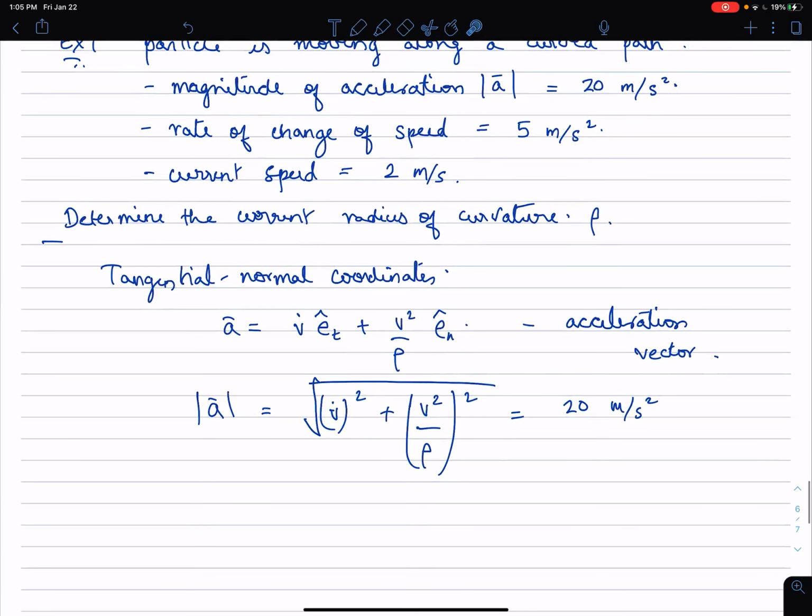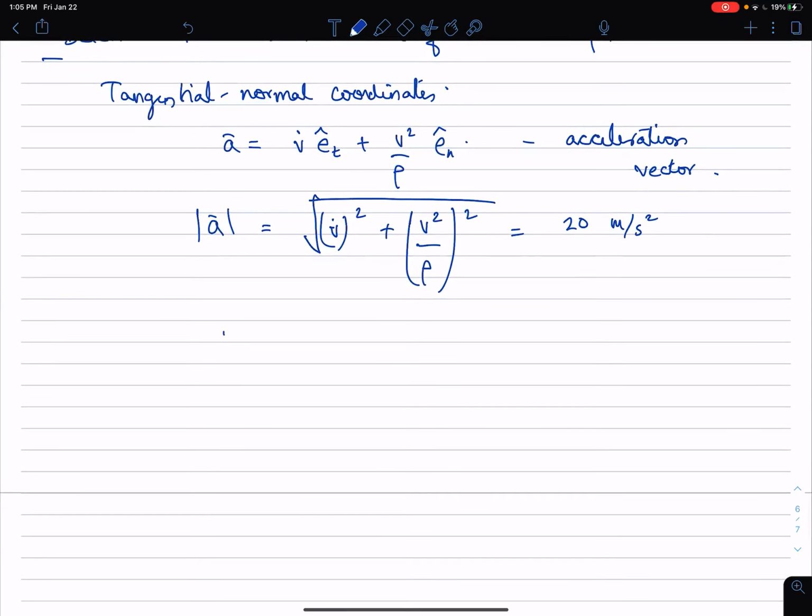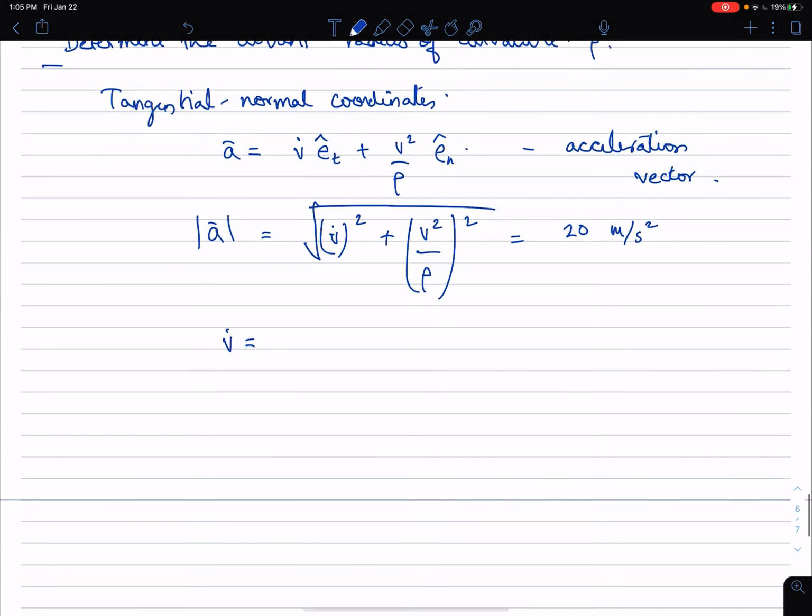And then the rate of change of speed is basically v dot. v is the speed, v dot is the rate of change of speed. And v dot is given to be 5 meters per second square. So that's why the magnitude of acceleration is different from the rate of change of speed. The rate of change of speed is just one part of the acceleration, as we have discussed before. The other part is the centripetal acceleration, which has to do with how the direction changes.